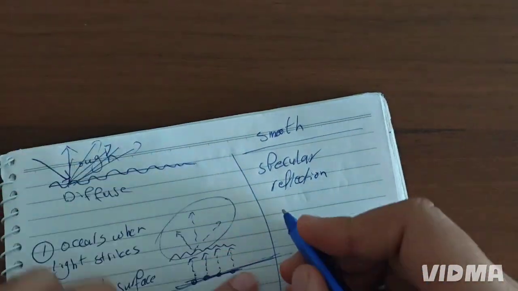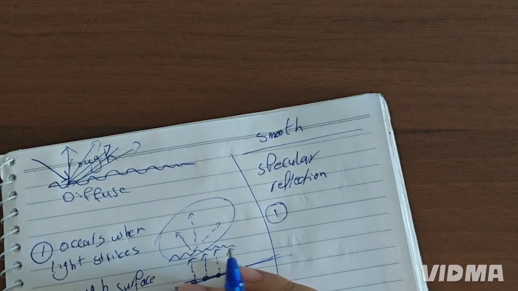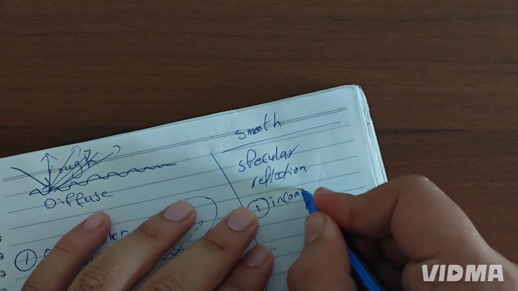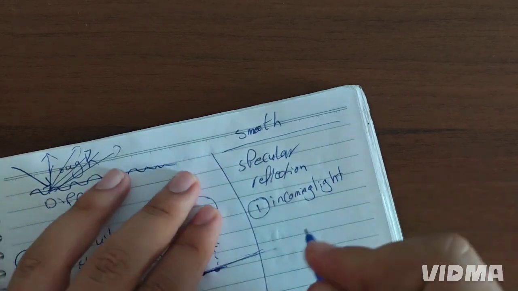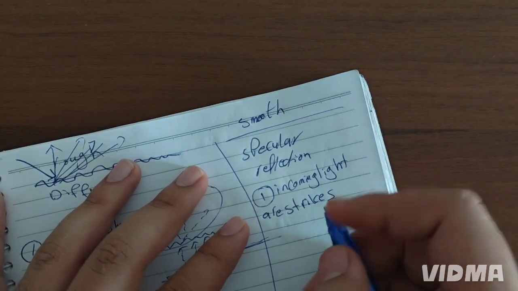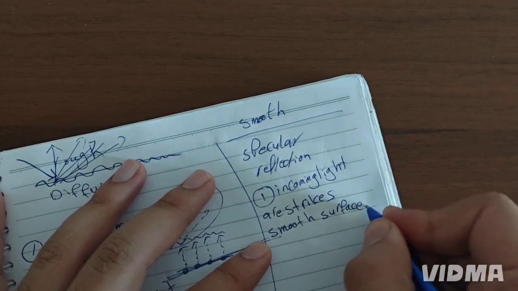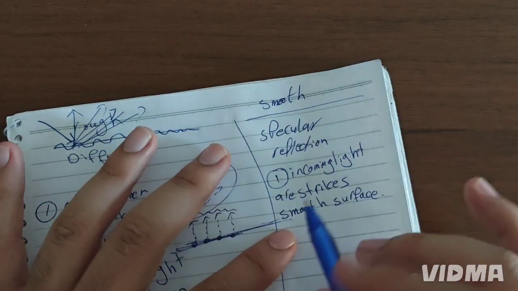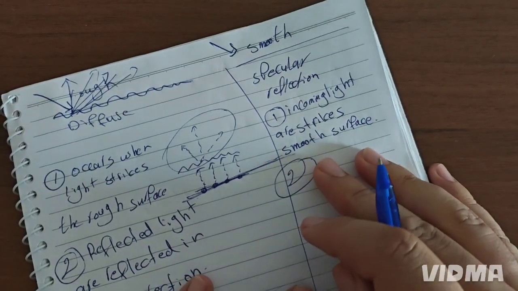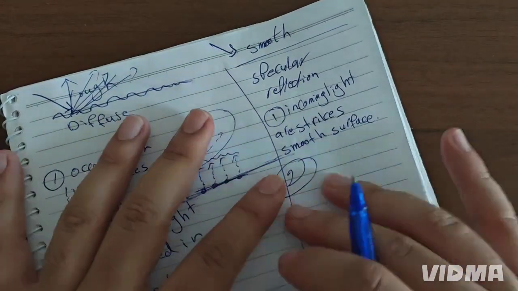Now, if we take the smooth surface, the first property: the incoming light strikes the smooth, shiny surface. When the light comes in that direction, it hits this smooth surface. The second property is that the normals are parallel, which I am going to mention later, not now.